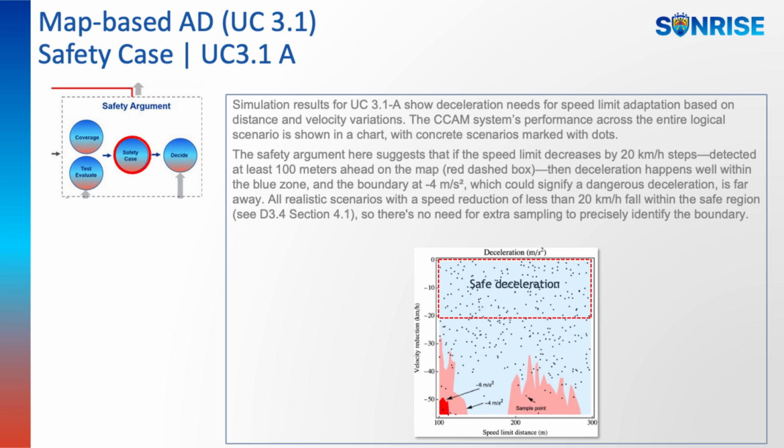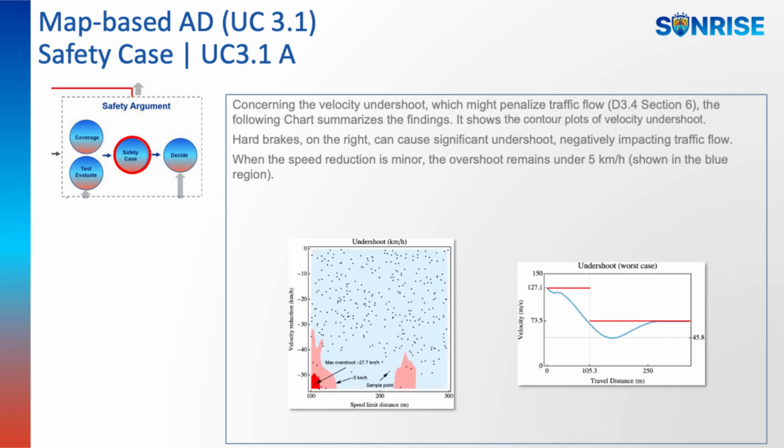All realistic scenarios with a speed reduction of less than 20 km per hour fall within the safe region. See D3.4 Section 4.1. So there's no need for extra sampling to precisely identify the boundary. Concerning the velocity undershoot, which might penalize traffic flow, see D3.4 Section 6. The following chart summarizes the findings. It shows the contour plots of velocity undershoot. Hard brakes, on the right, can cause significant undershoot, negatively impacting traffic flow. When the speed reduction is minor, the overshoot remains under 5 km per hour, shown in the blue region.